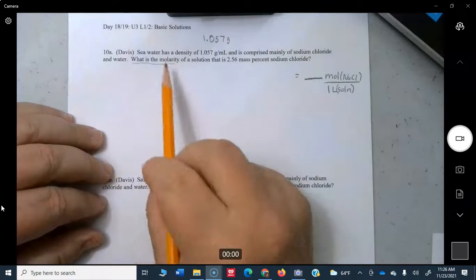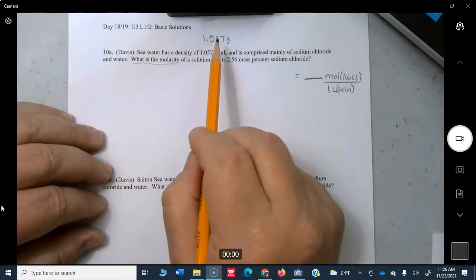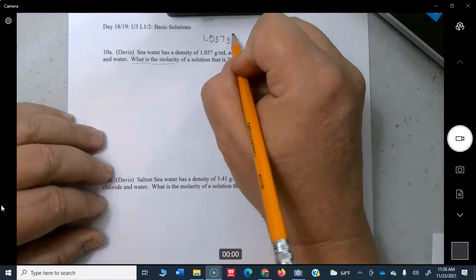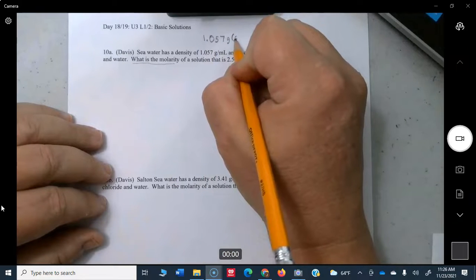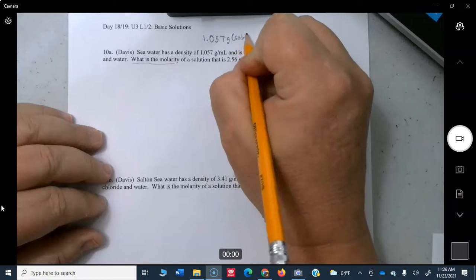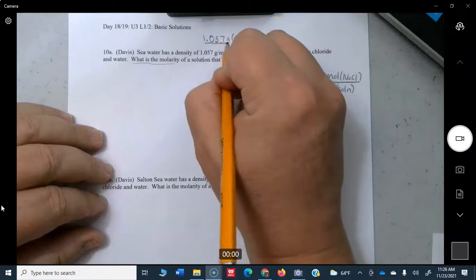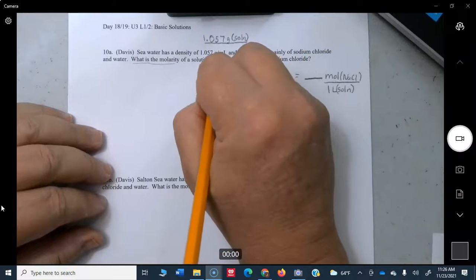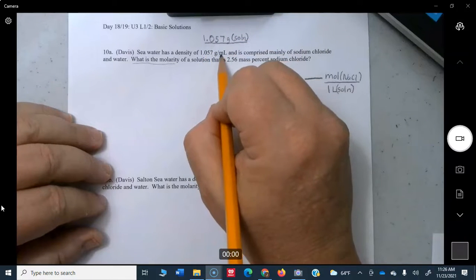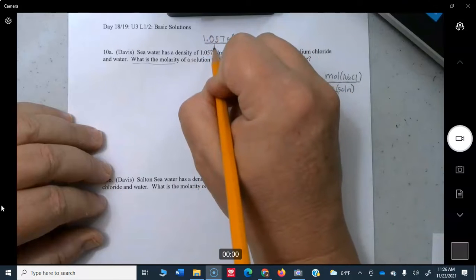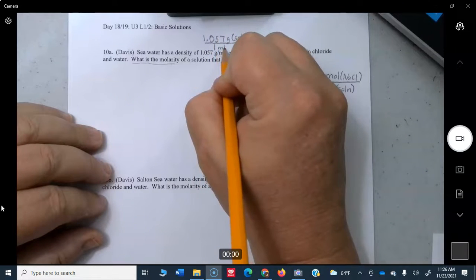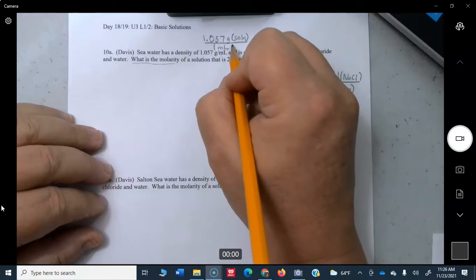Now, grams of what? Seawater has a density. So they're talking about the solution, the seawater solution. That's the salt and the water together. Over grams per, and remember, you don't see a number next to milliliter, but it means it's 1 milliliter. For every 1 milliliter, you have 1.057 grams.